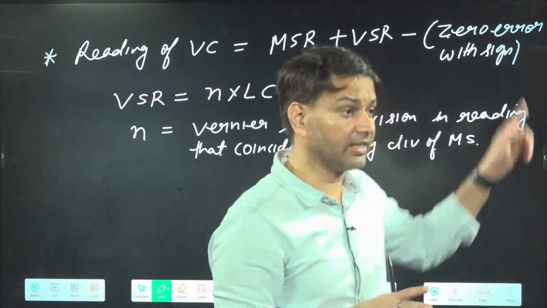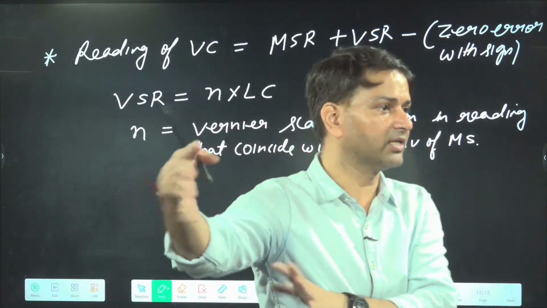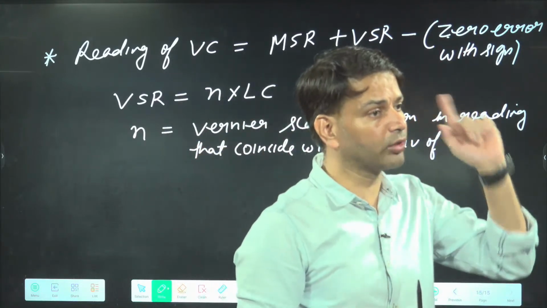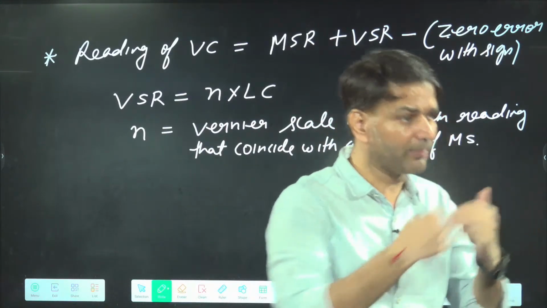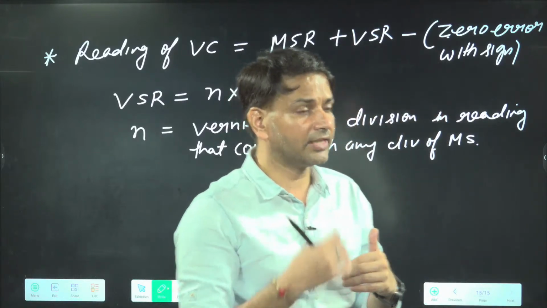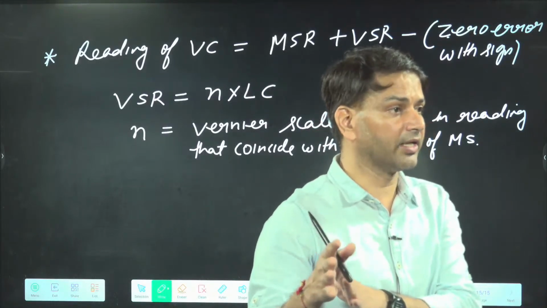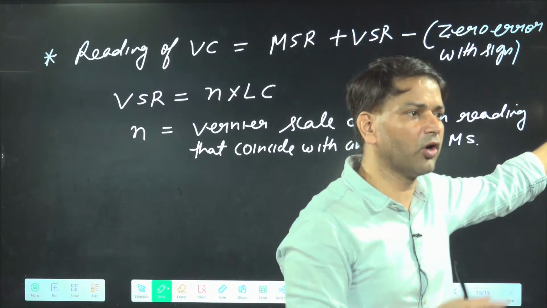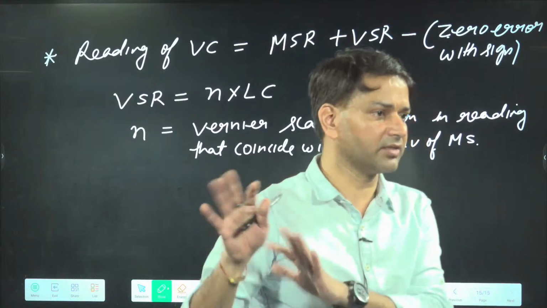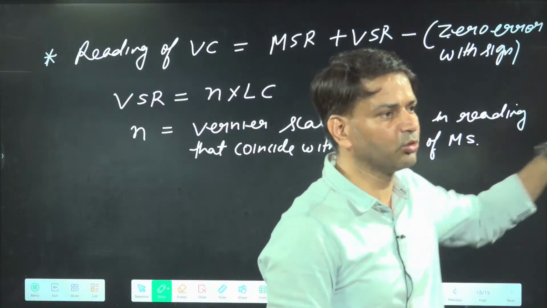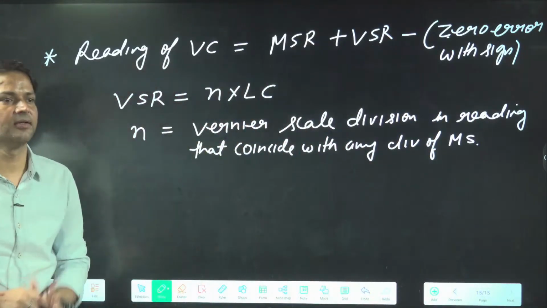Understood or not? This N is different from what they are giving there: N Vernier scale divisions equal N minus 1 main scale divisions. That we use to calculate the least count. That data they will give to calculate the least count. But when you are measuring any length, they will say the Vernier scale division in the reading is 6. Then what is the N value here? You will take 6. They will not give which main scale division. So N value we will take 6 into least count, then you will get the VSR. Got it or not?